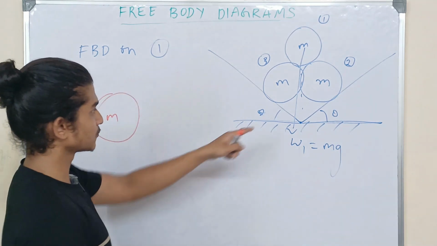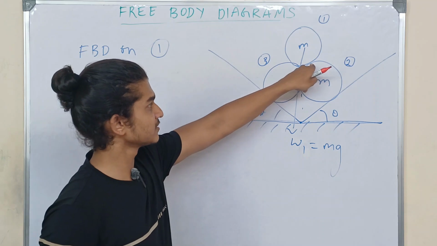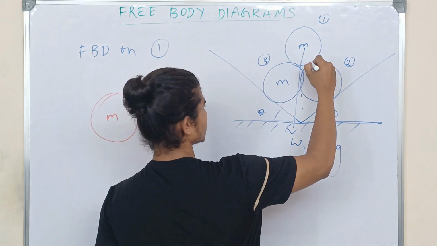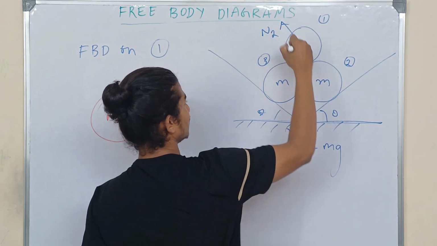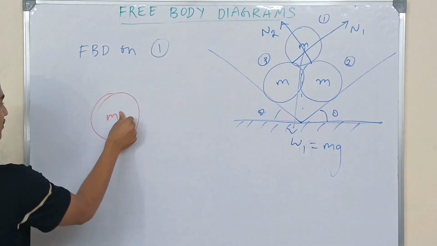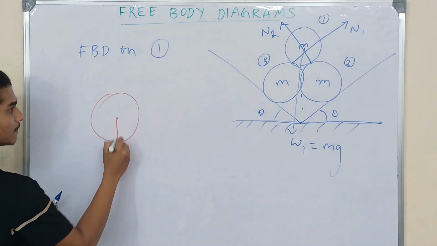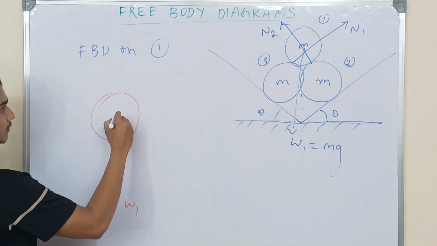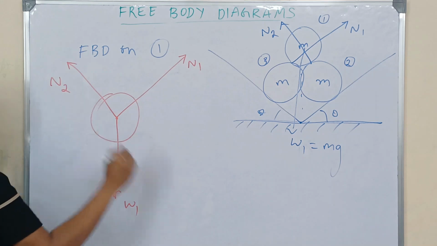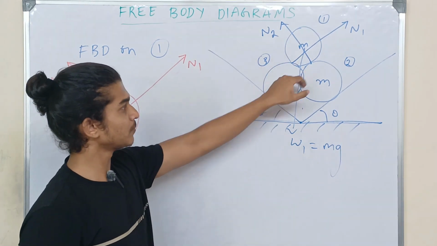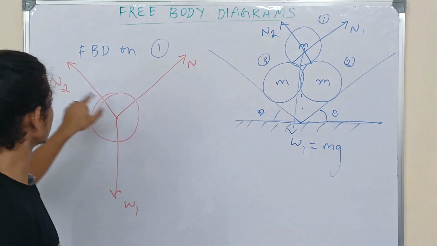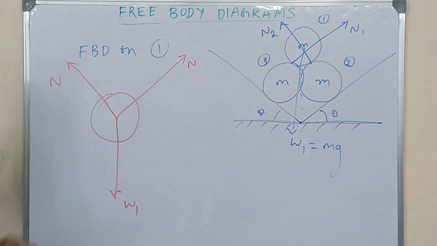So the next one is normal reaction due to this surface, and normal reaction due to this particular surface. I'm going to write it down, which is perpendicular to the contact surface, which is N2, and this is going to be N1. So I put it in this diagram and write it as W1, N1, N2. So due to symmetry, you can see here all the balls are identical and all the forces should be equal. So this force is equal to this force, so N equal to N.